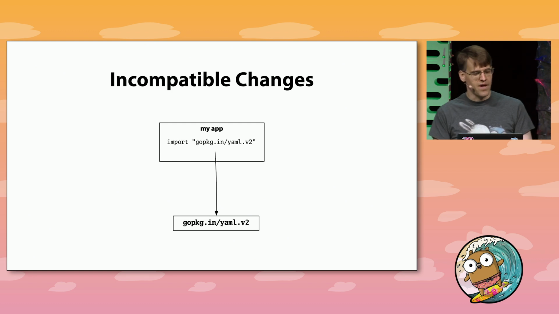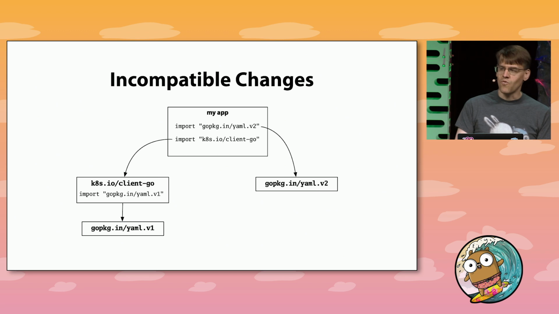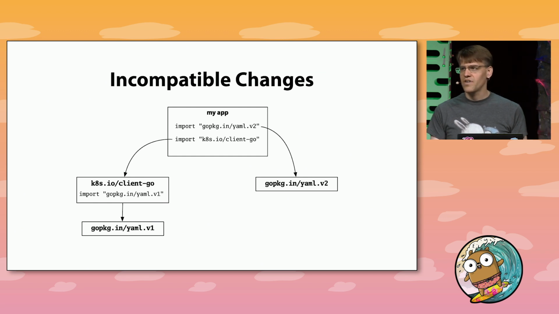Suppose you're building your program and you need a config file, so you reach for version 2 of the YAML library. Now suppose your program imports Kubernetes. It turns out Kubernetes uses YAML, and it uses version 1 of the same popular package. V1 and V2 have incompatible APIs, but they also have different import paths. So there's no ambiguity about what is meant by a particular import. Kubernetes gets V1, you get V2, everything works.